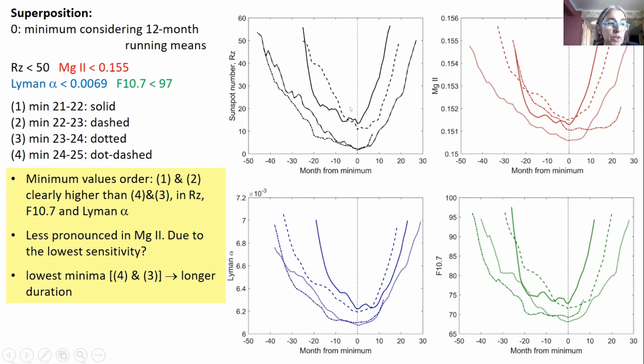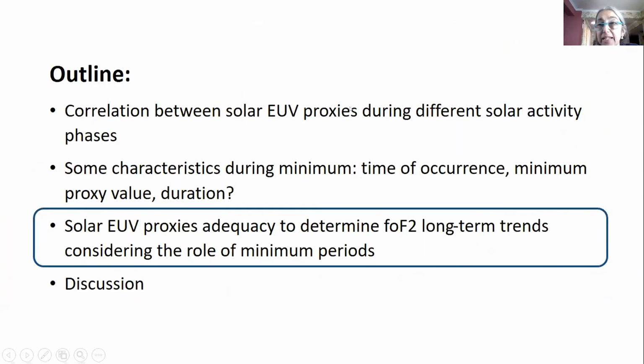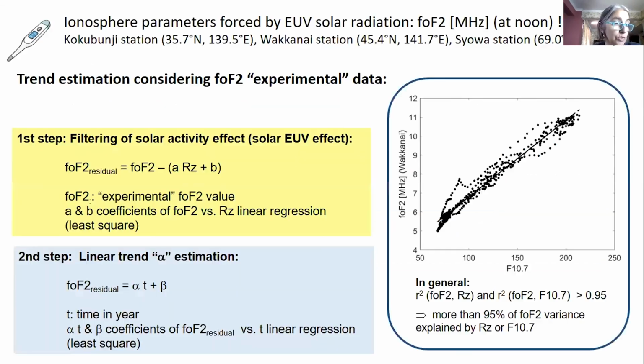Let's analyze now foF2 behavior during minimum as a kind of witness of the solar UV variation. foF2 is the critical frequency of the F2 region in the ionosphere. It is a measure of the maximum ionospheric electron density, which occurs around 300 kilometers height and depends directly on solar UV radiation, which is the main ionization source, at least at mid and low latitudes.